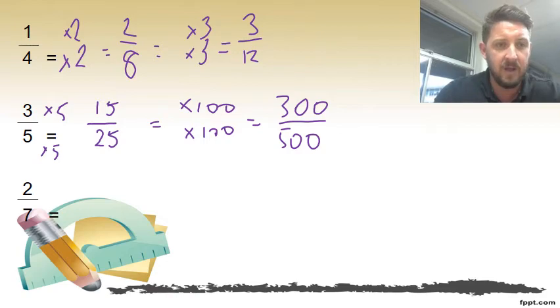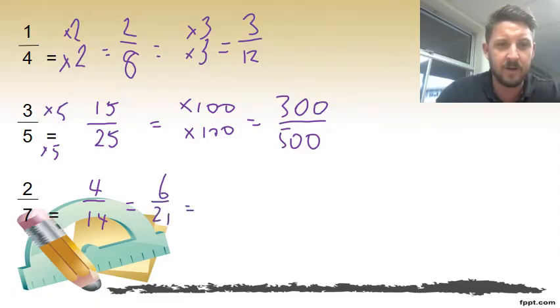In the last one, you could have had 4/14. You could have 6/21. You could even have 8/28.